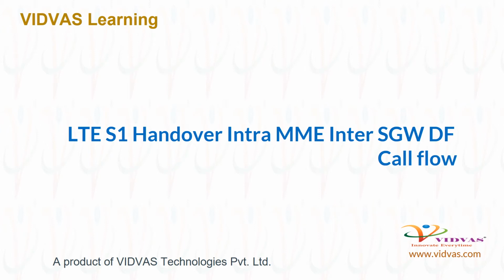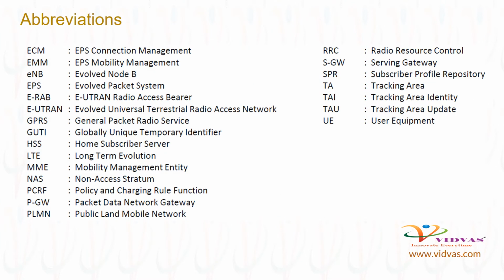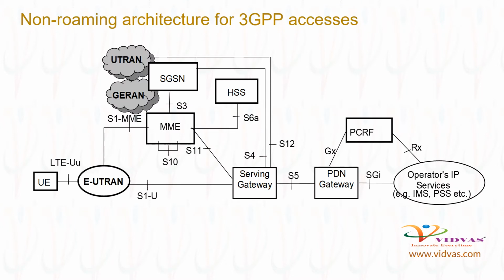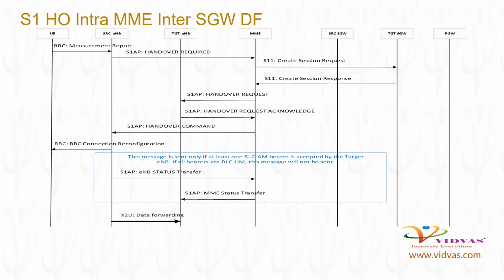In this session, we would go over LTE Intra MME Inter SGW S1 Handover, Direct Forwarding Call Flow. The following is the list of widely used abbreviations in LTE EPC. The diagram shows non-roaming architecture for 3GPP access. We assume that you have fair understanding of LTE EPC architecture. If not, please go over VIDVAS Learning LTE EPC Overview video tutorial. Let us go over LTE Intra MME Inter SGW S1 Handover, Direct Forwarding Call Flow.